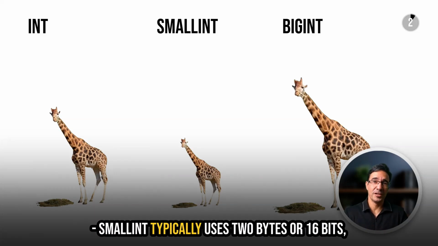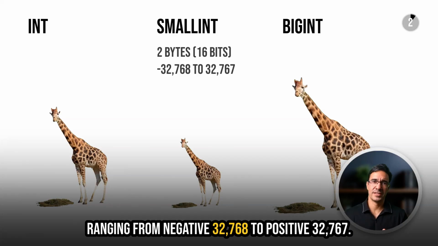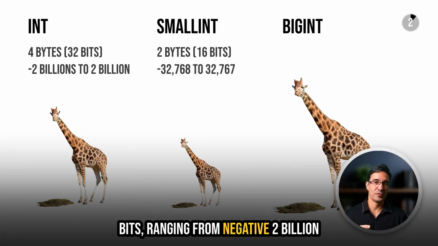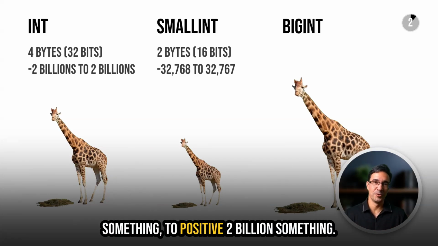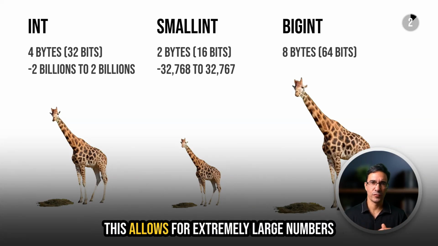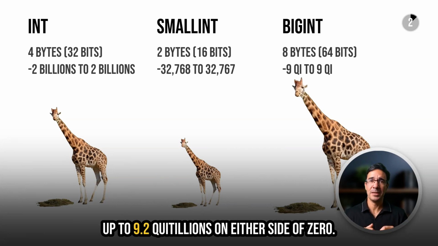Smallint typically uses 2 bytes or 16 bits, ranging from negative 32,768 to positive 32,767. Integer typically uses 4 bytes or 32 bits, ranging from negative 2 billion something to positive 2 billion something. Bigint typically uses 8 bytes or 64 bits. This allows for extremely large numbers, up to 9.2 quintillion on either side of 0.